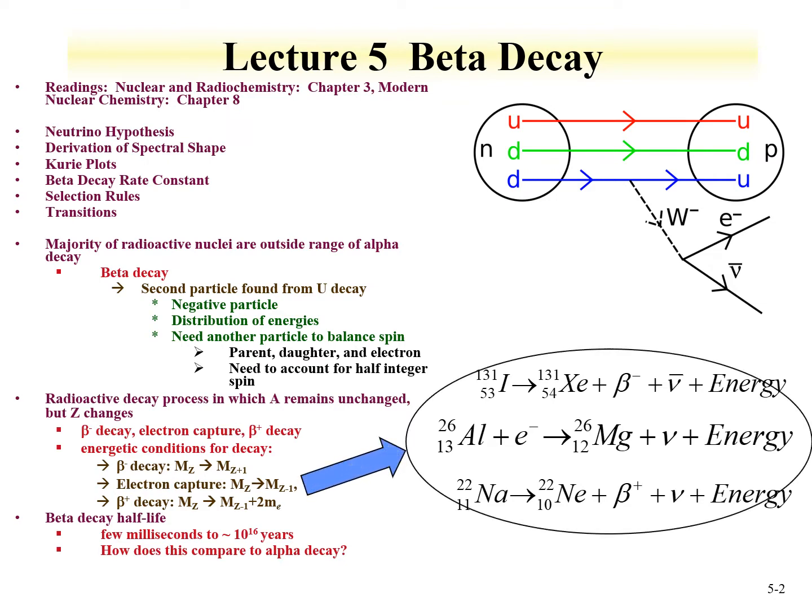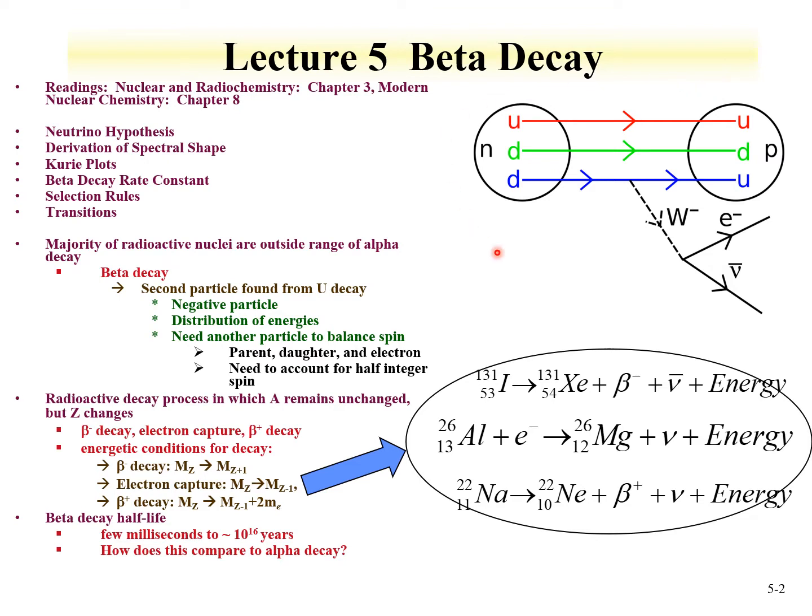As we can see, there are examples of beta minus decay, electron capture, and positron decay. In beta minus decay, we're increasing the neutron number, A remains the same. Electron capture, we're decreasing the neutron number, A remains the same. And positron decay, we're decreasing the neutron number, A remains the same. The half-lives for beta decays are from a few milliseconds to 10 to the 14th years. You can see that this is a little bit different than the range for alpha decay.